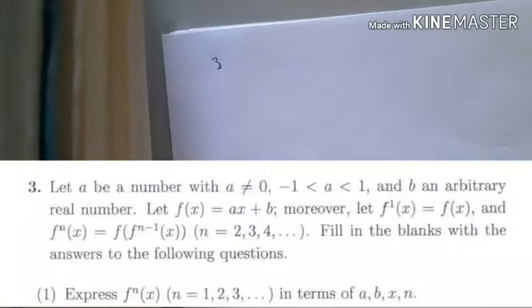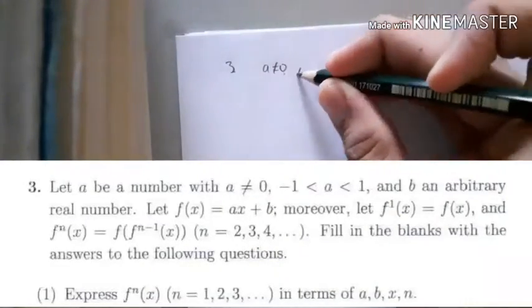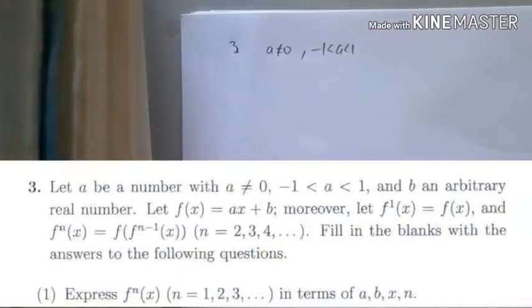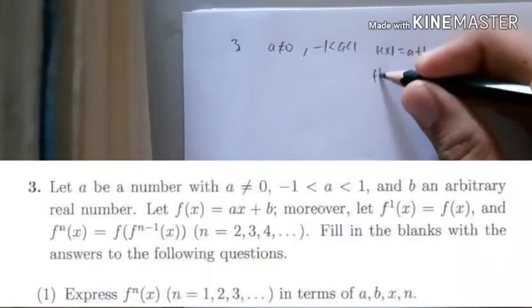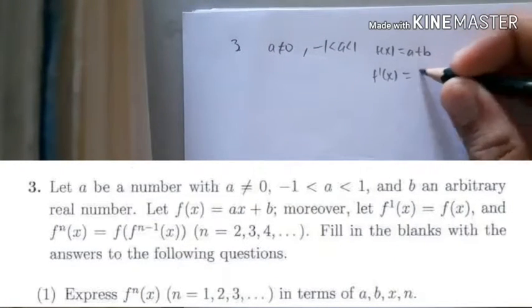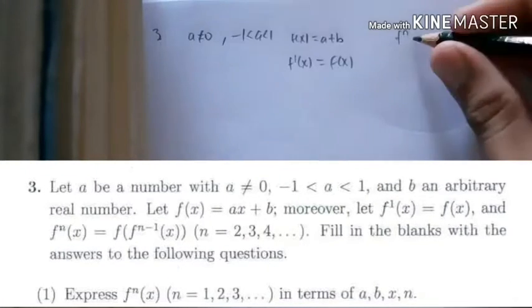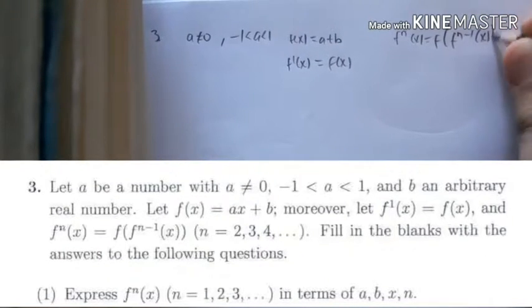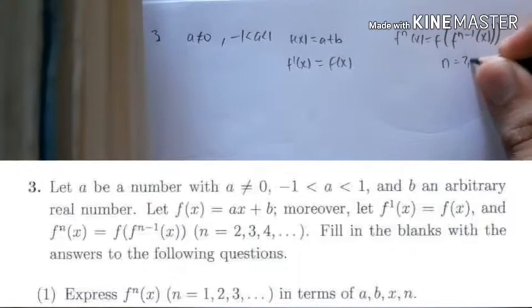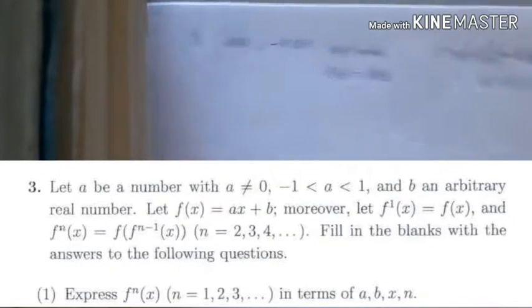It says that let a be a number with a unequal to 0, and the interval is -1, a, and 1, and b be an arbitrary real number. Let f(x) be ax plus b. Moreover, let f to the power of 1 of x equal f(x), and f to the power of n of x is f of f to the power of n minus 1 of x, and n is 2, 3, 4, and etc. And fill in the blanks with the answers to the following questions.